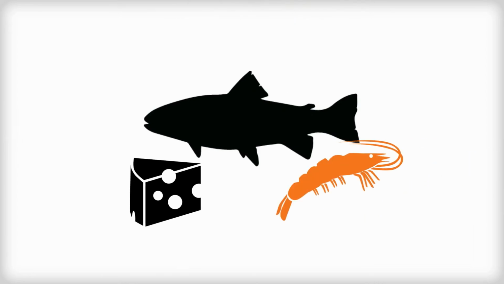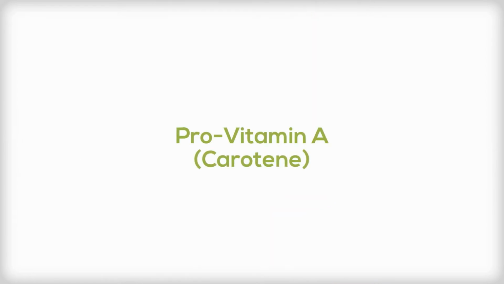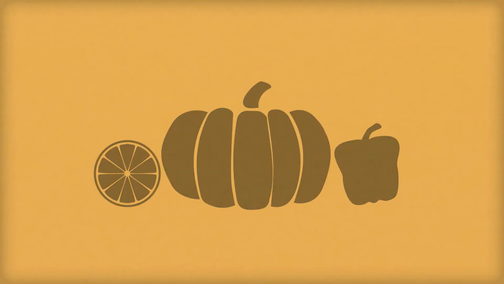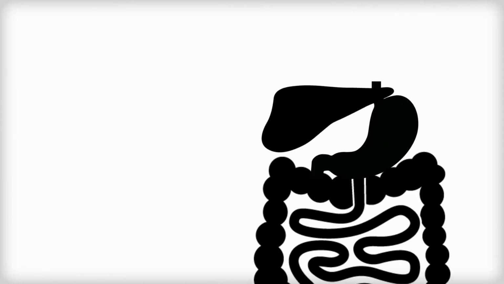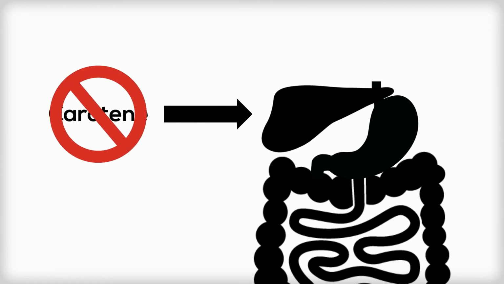While vitamin A is only found in animal products, provitamin A, or carotene, is an orange-red pigment found in fruits and vegetables. Carrots contain over 20,000 IU of carotene per cooked cup, and the body converts carotene to vitamin A as needed. Although unlike vitamin A, carotene is not stored to any great extent in the liver.